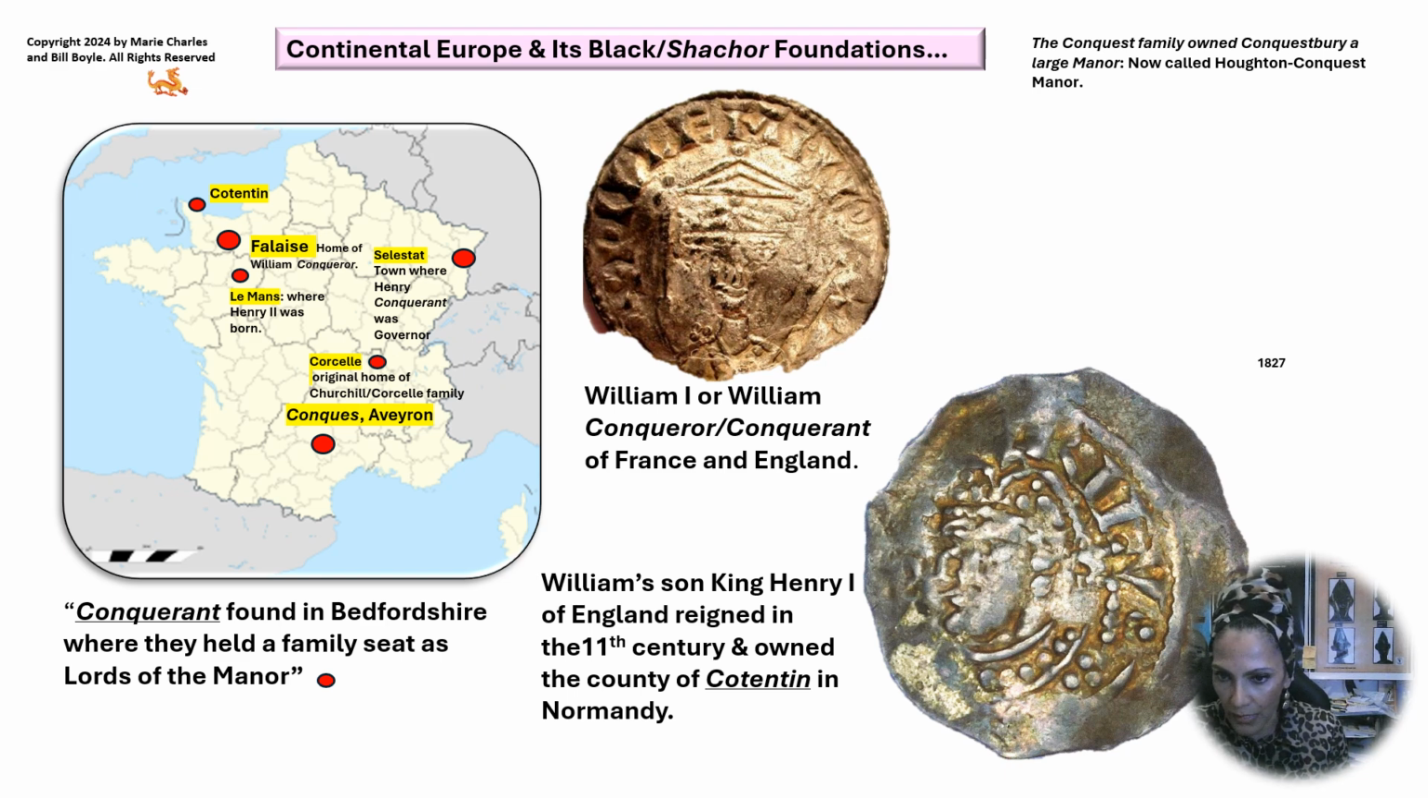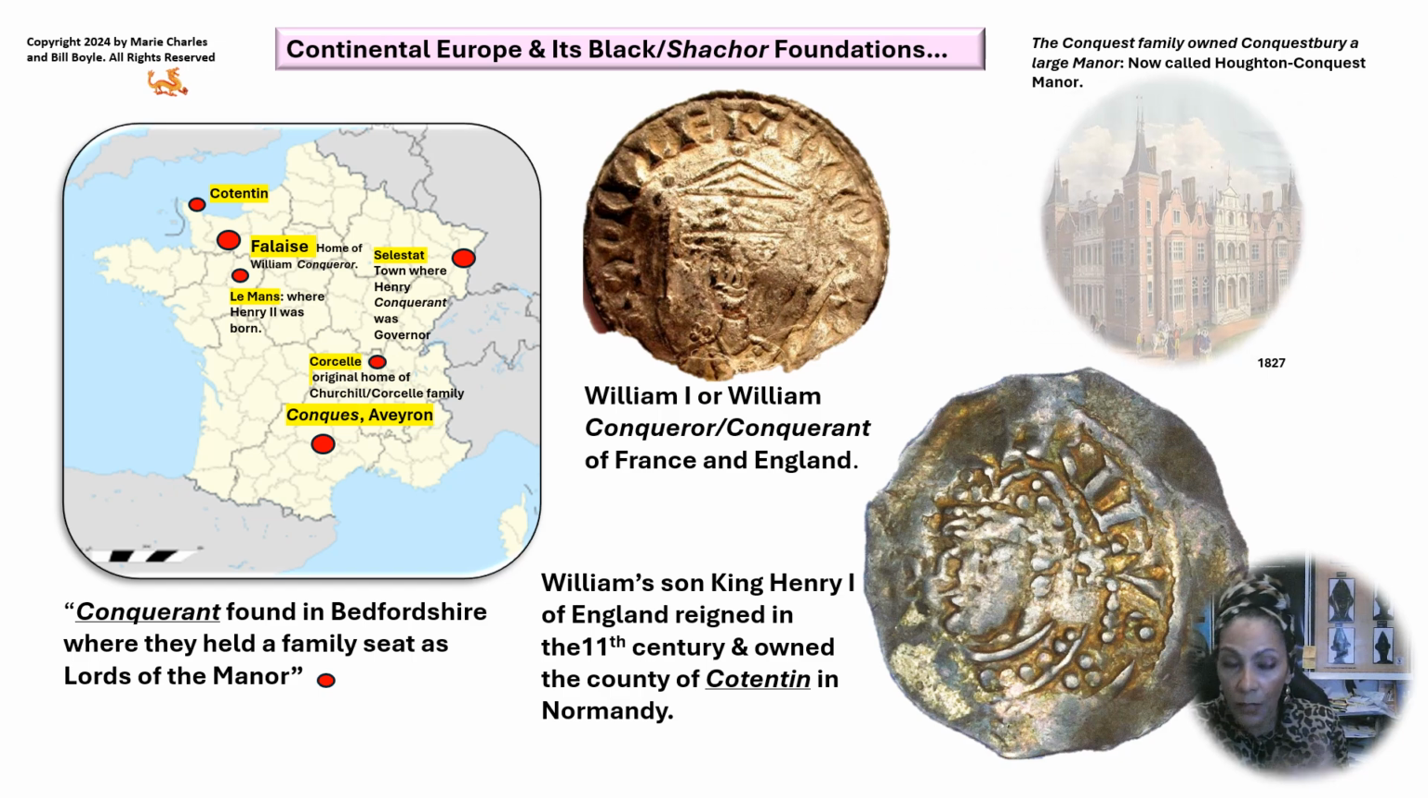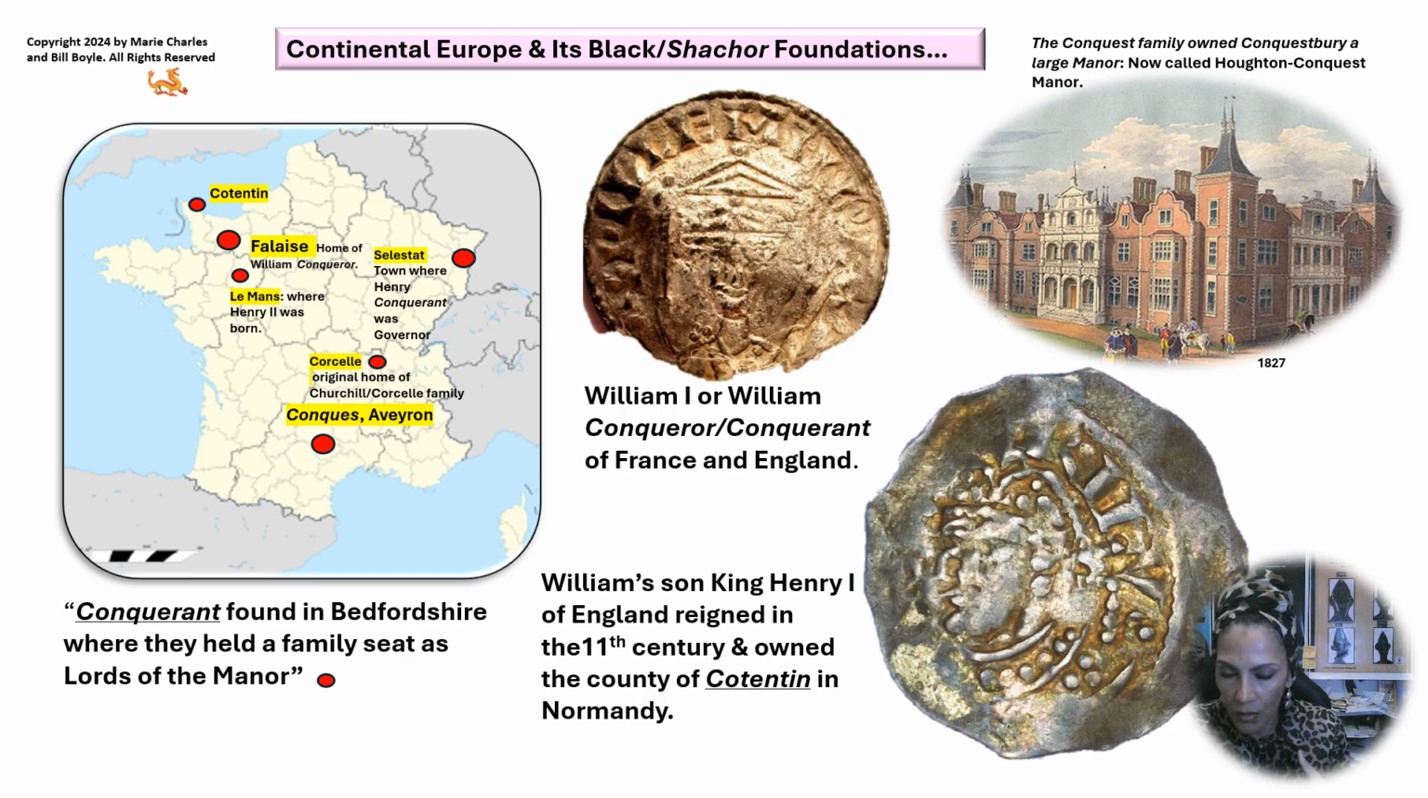The Conquest family owned Conquestbury, which was also another large manor called Houghton Conquest. Now, as you see it there depicted in 1827, the artist has put in later Europeans to suggest that they owned it, but they probably did not. But we now know through the evidence that those original black elite landowners, their properties were removed, and the forced expulsions took them away from their wealth, and later Europeans would then come in and own much of their estates and property.